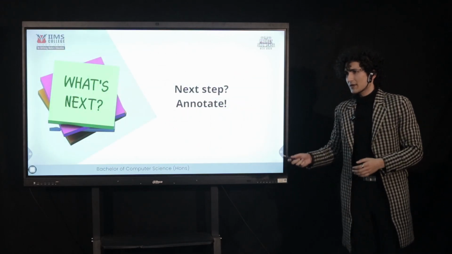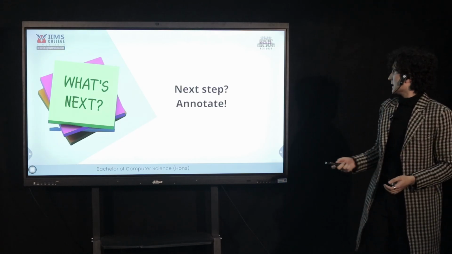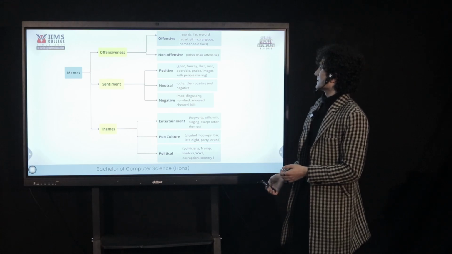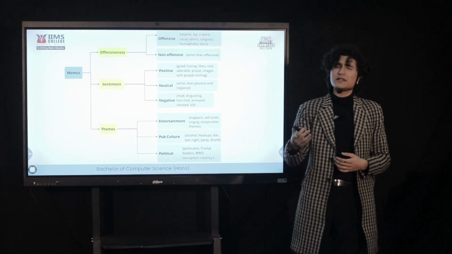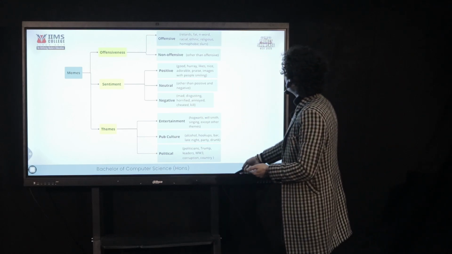So the next step was to annotate. After completing the image collection and then giving it the caption, we had to annotate them in these diverse categories. The first one being offensiveness, which is pretty self-explanatory: if the meme is offensive or not. You can see the lexicons here.